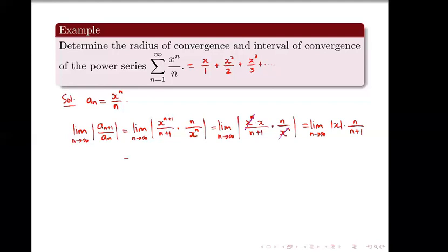Or this guy here, we have the limit as n approaches plus infinity. Sorry, we'll bring absolute value of x outside. So we have absolute value of x times the limit as n approaches plus infinity of n over n plus 1. This guy here, the limit, it's just equal to 1. So this is absolute value of x.